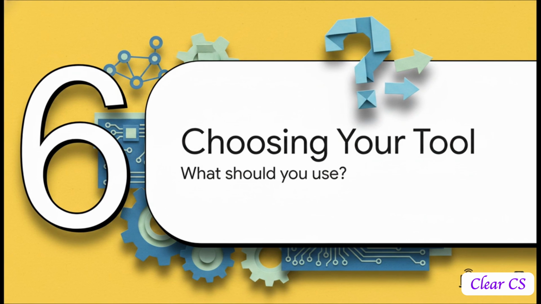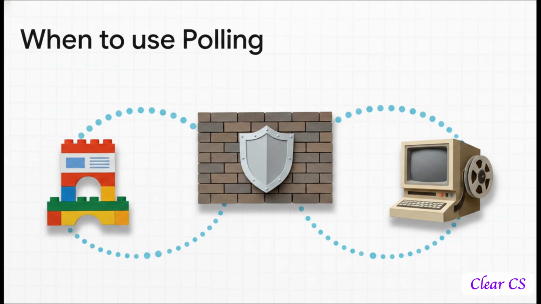And finally, Section 6, choosing your real-time tool. What should you use for your next project? First off, let's look at when to use polling, because seriously, do not just throw it away. You should absolutely use short polling for simple applications with predictable or infrequent updates, like our LeetCode example.